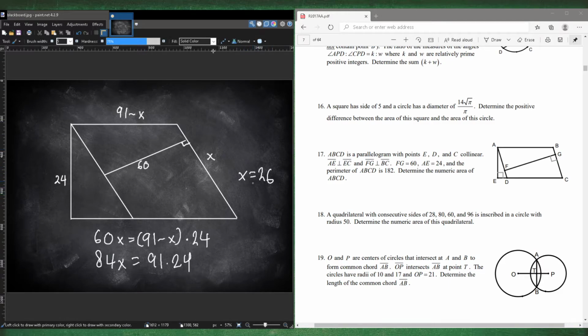But that's not what we're looking for. We're looking for the area, so we need to plug it back into one of these. I'll plug it into 60x because it's easier. So 60 times 26, and we get an area of 1,560. And that's our answer for number 17.